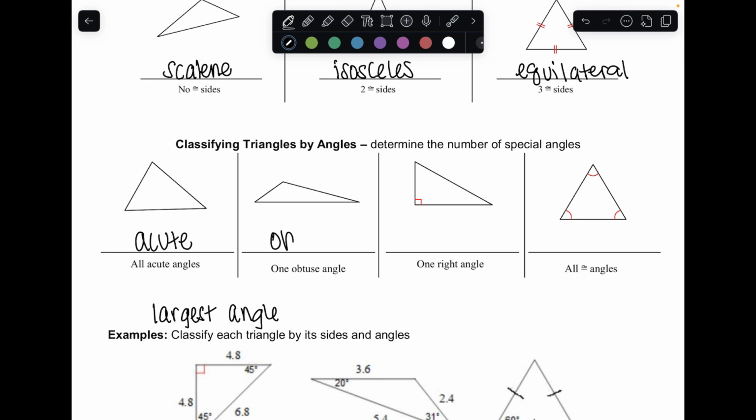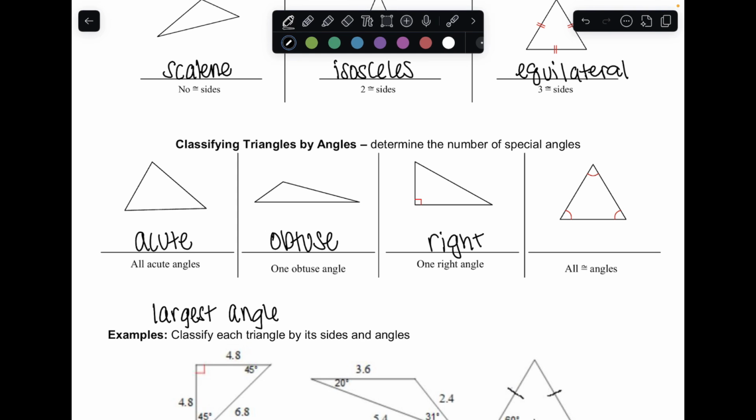Next one is if you have one obtuse angle, or if your largest angle is obtuse, then you have an obtuse triangle. Pretty straightforward. If you have an angle greater than 90 degrees, it's an obtuse triangle. If you have an angle equal to 90 degrees, a right angle, we call it a right triangle. And if you have a right angle, it will always be your largest angle.